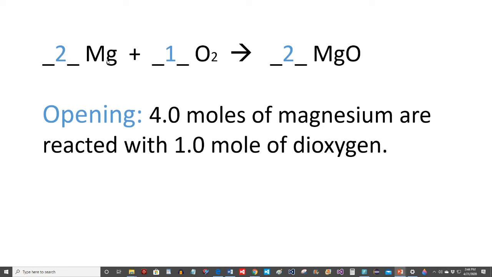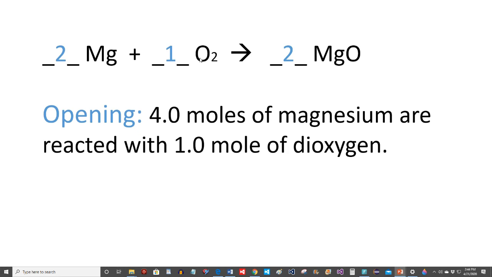If 4 moles of magnesium are reacted with 2 moles of dioxygen, we're going to get 4 moles of magnesium oxide. But wait, we can't do that. We only have 1 mole of dioxygen. We can't double everything. So it looks like we have more magnesium than we need and not enough dioxygen. So dioxygen is the limiting reactant. What was the limiting reactant? It was dioxygen. This is going to limit everything.